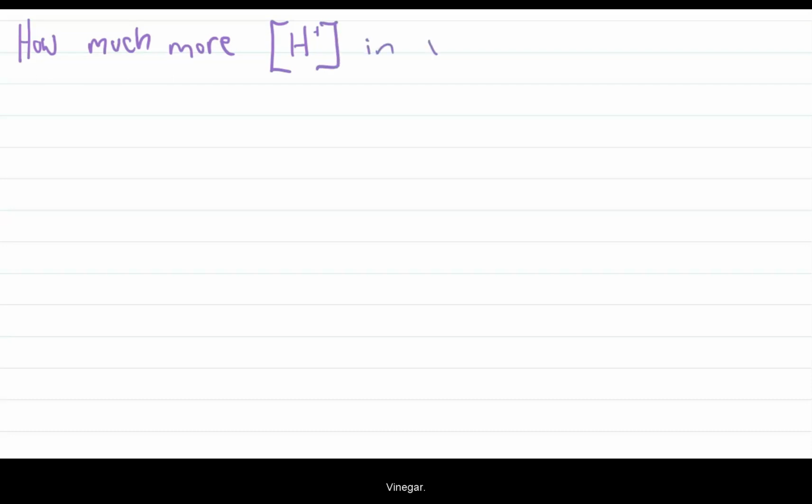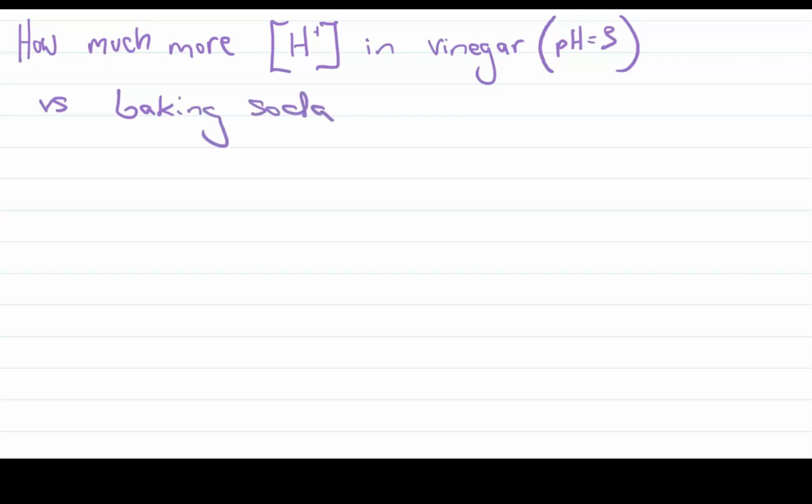Okay, so here's our first example. How much more concentrated is the hydrogen ion concentration in vinegar, which has a pH of 3, versus baking soda, which has a pH that equals 9?